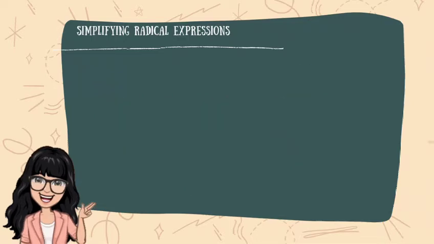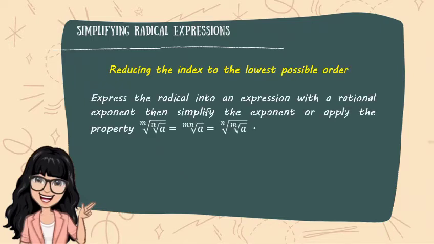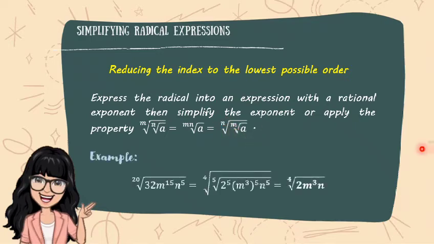For this, we will be reducing the index to the lowest possible order. So we express the radical into an expression with a rational exponent, then simplify the exponent or apply the property: the mth root of the nth root of a is equal to the mnth root of a, equal to the nth root of the mth root of a. Now let us have an example.